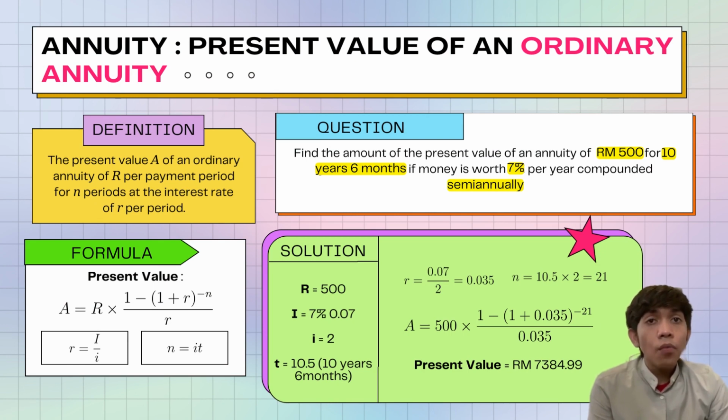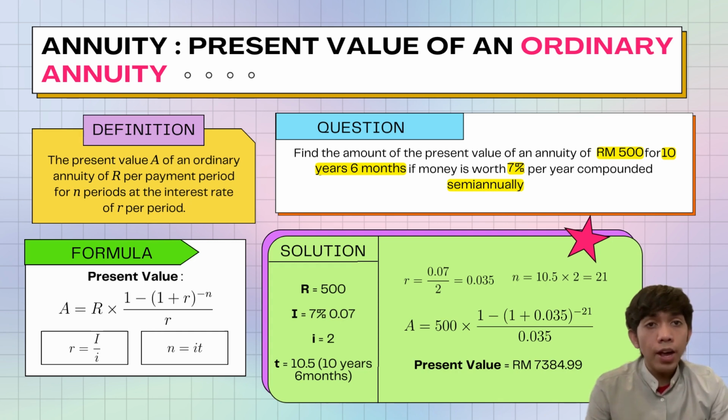The question is, find the present value of an annuity of 500 ringgit for 10 years 6 months, if money is worth 7% per year, compounded semi-annually. Before that, I will identify each item in the question. Capital R stands for 500 ringgit of annuity. The capital I is 0.07 because the interest rate is 7%. The lowercase i is 2, which is compounded semi-annually. And the lowercase t is 10.5 because of the 10 years 6 months.